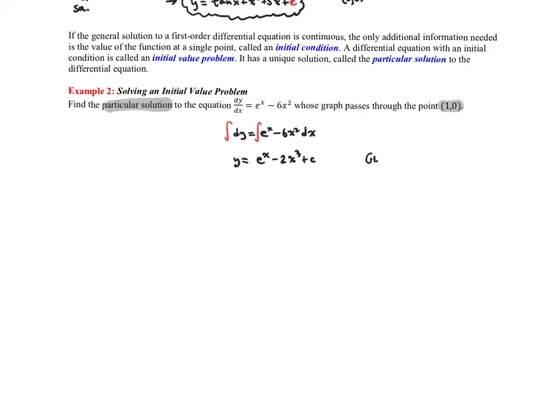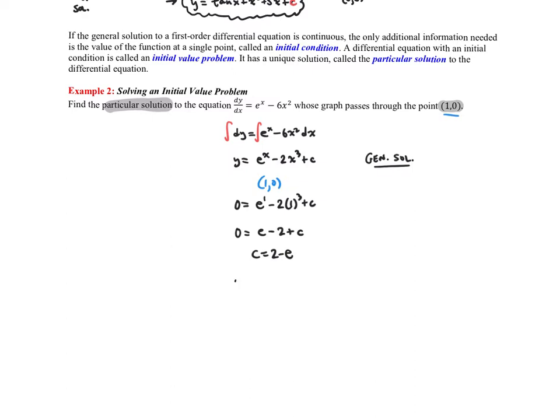At this point, if I was asked for a general solution, I would be done. But I'm not, so I'm going to use my condition 1, 0. I'm going to plug a 1 in for x and a 0 in for y. That gives me that 0 is equal to e to the first minus 2 times 1 cubed plus c. My goal here is to solve for c, plug it back into the general solution to find my particular solution. Okay, so it looks like 0 is equal to e minus 2 plus c. Therefore, c is equal to 2 minus e.